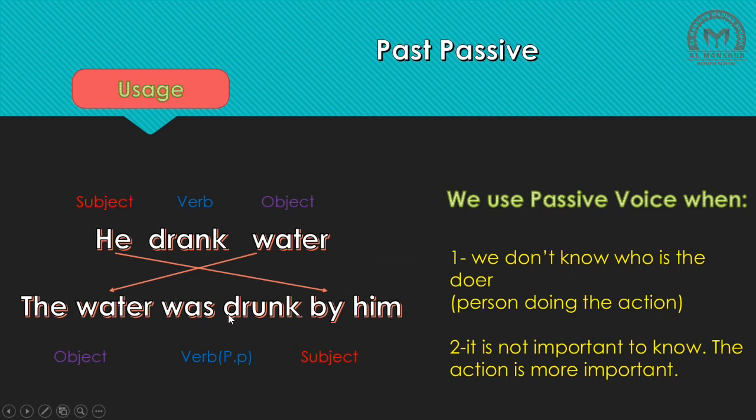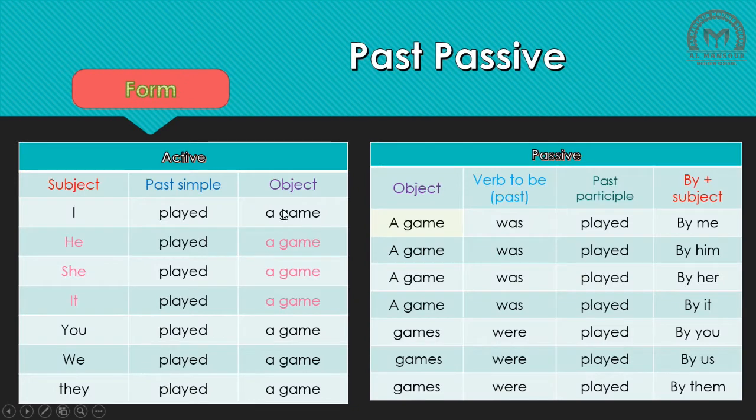Here we change it to the past passive. We just take the object and put it at the beginning of the sentence. Instead of am, is and are, we put was and were. Okay, instead of the verb to be in the present form, we put the past form, was and were. Then we continue with the past participle, and the subject of the original sentence, we put it at the end. Okay, so let's take a closer look at the form.